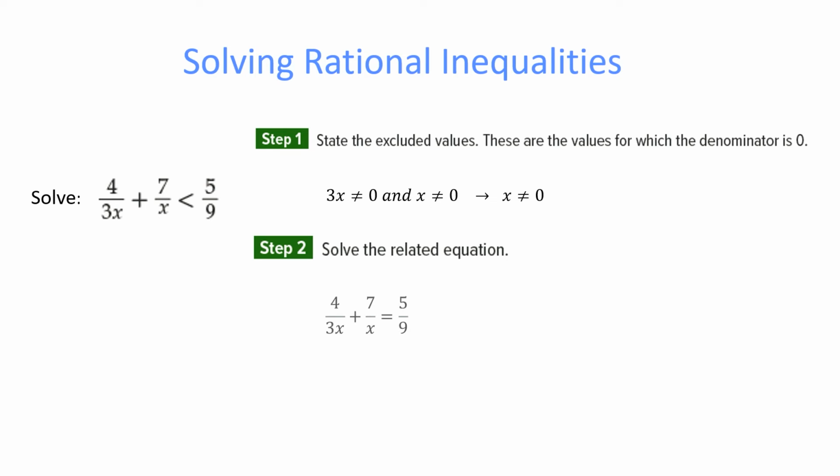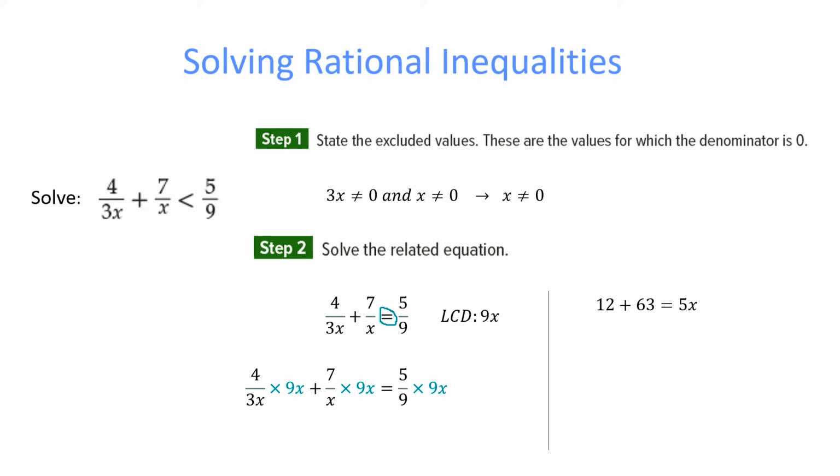So change the inequality sign to equal. And here we change it to equal. And now we solve it the same way as in previous exercises. So the least common denominator is 9x. We multiply every term in the equation by 9x. And after that, we just solve the linear equation and get that x equals 15.